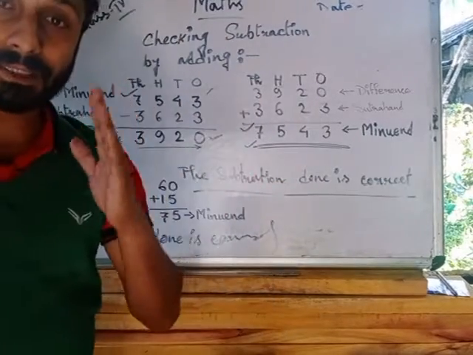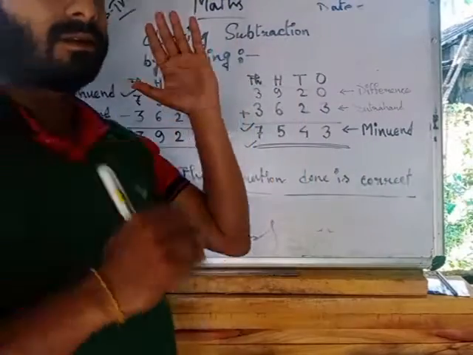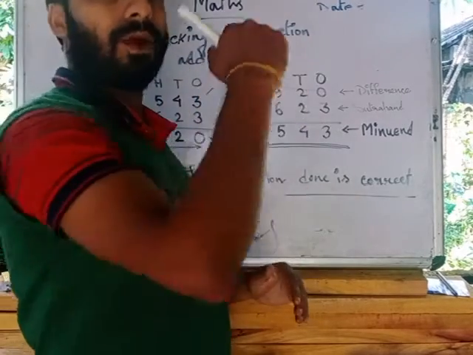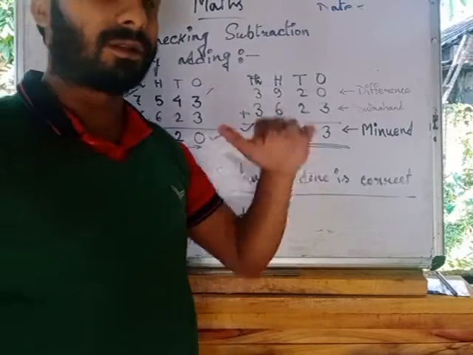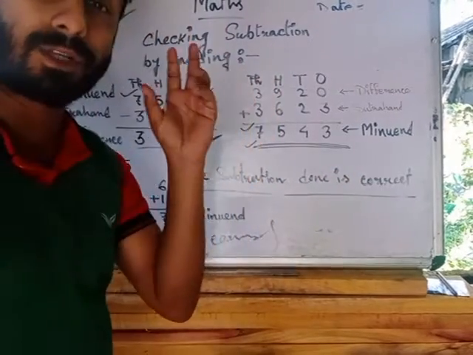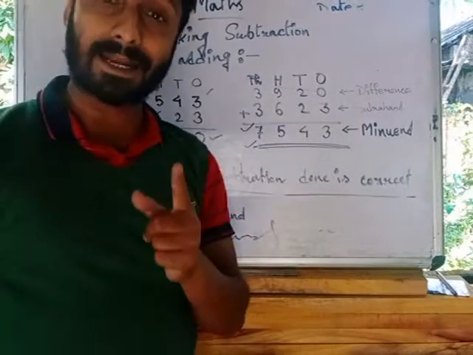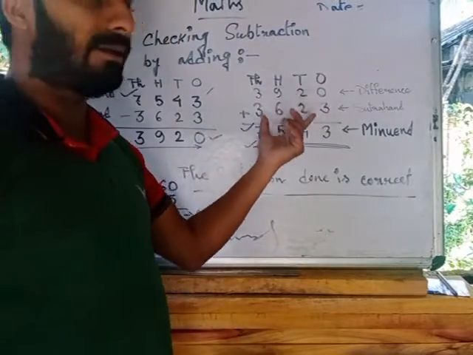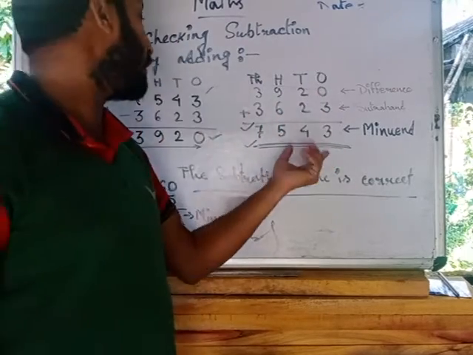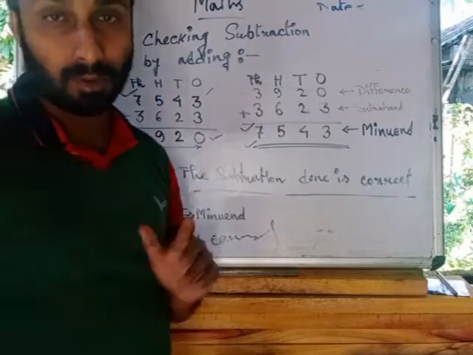Okay, I will tell you again. From the minuend and subtrahend, you should get the difference. When you go to check, we should add the numbers: the difference and the subtrahend. If you get the minuend, that means it is correct. The subtraction done is correct. Otherwise it is wrong. Okay, do you understand?